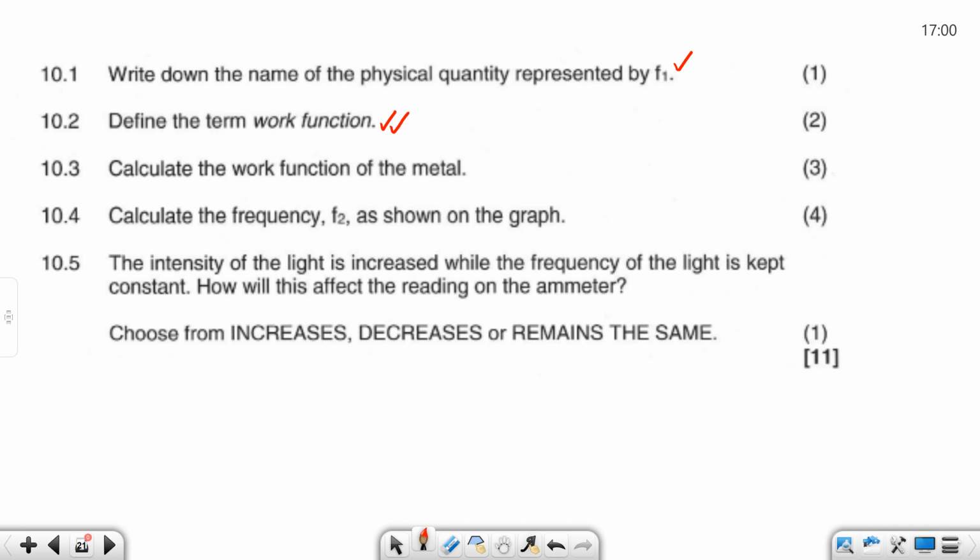Your formula page. We know the formula. What's the formula? W naught equals to what? h f naught there. And I'm sure we all know what our h is. It's our Planck's what? Constant. 6,63 times 10 to the power negative 34. All right, let's do it together here. W naught equals h f naught.